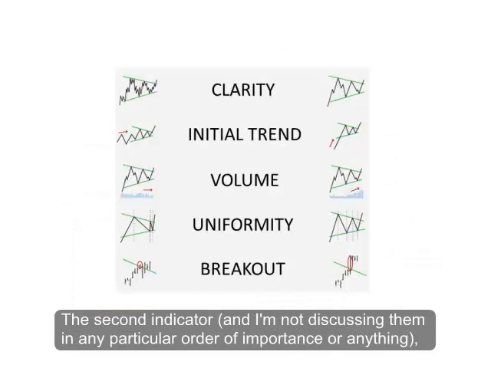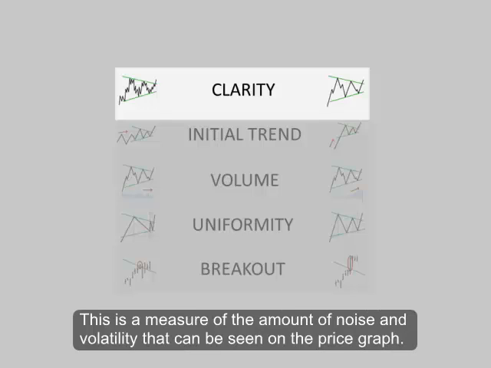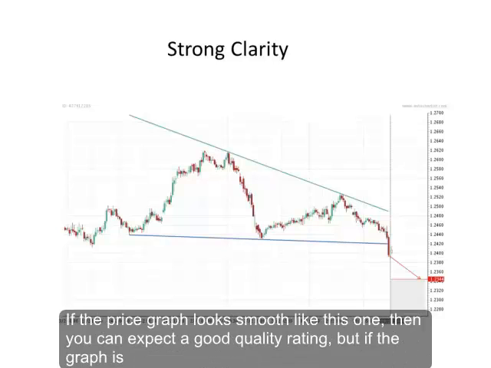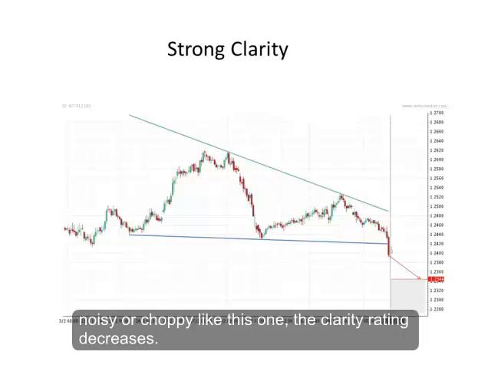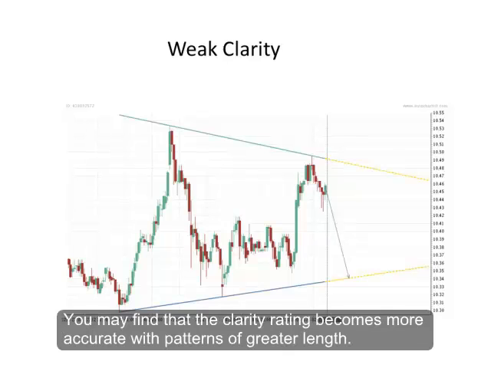The second indicator, and I'm not discussing them in any particular order of importance, is clarity. This is a measure of the amount of noise and volatility that can be seen on the price graph. If the price graph looks smooth like this one, then you can expect a good quality rating. But if the graph is noisy or choppy like this one, then the clarity rating decreases. You may find that the clarity rating becomes more accurate with patterns of greater length.